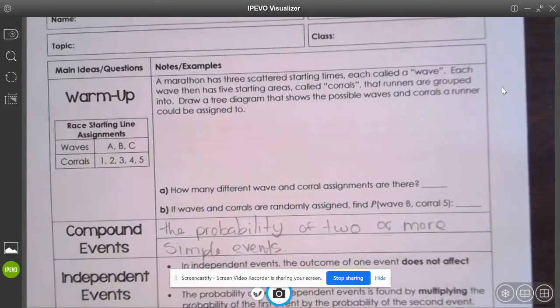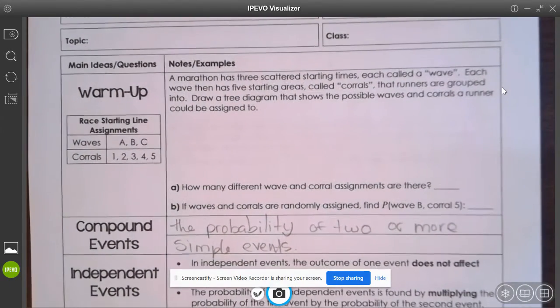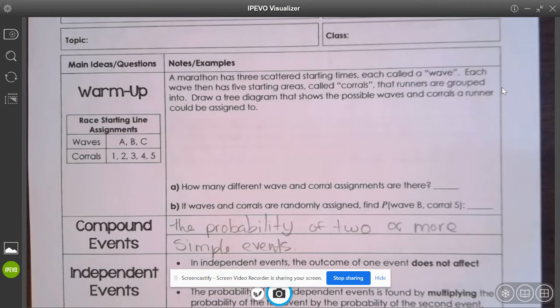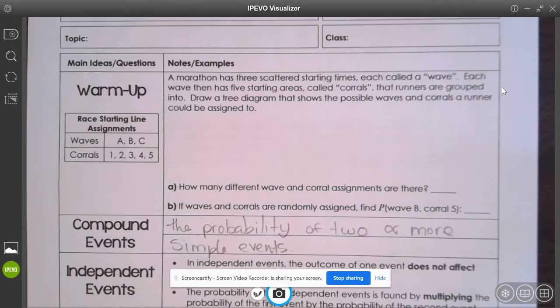Hello. So this week we're going to talk about compound events in probability. The first concept that we're going to go over is one called a tree. How do you make a tree diagram? This will help you throughout your probability events when you have compound events.